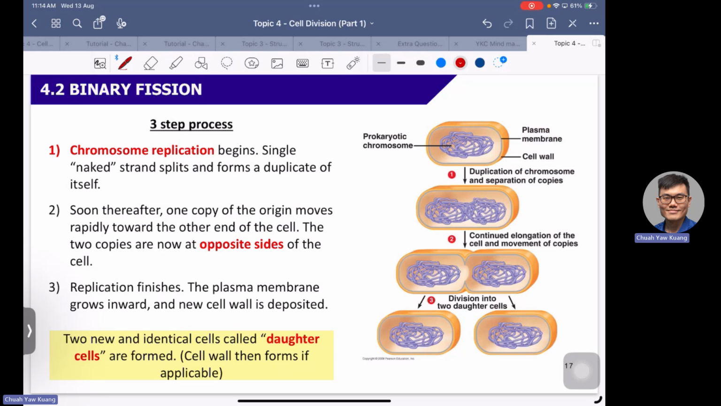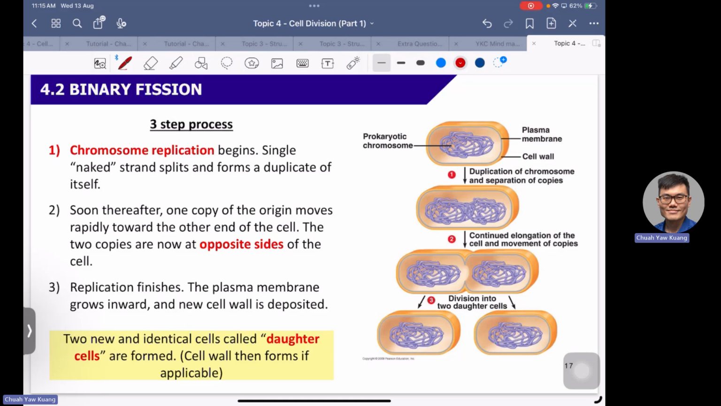Okay. Then step number three. Step number three is they will divide. Division. So after they elongate, after the DNA move to different sites, then next is that the plasma membrane will start to pinch in. It will pinch in until it pinches the whole cell into two. That is the third step.